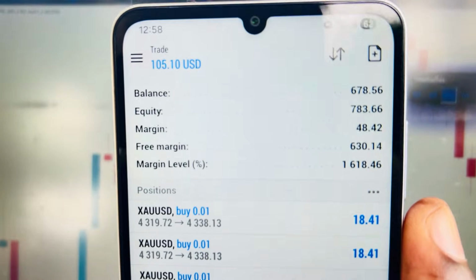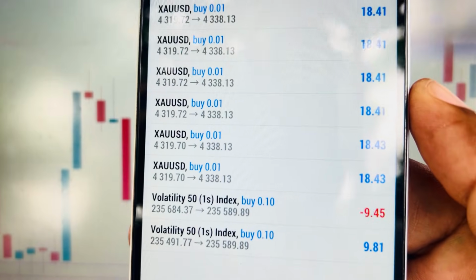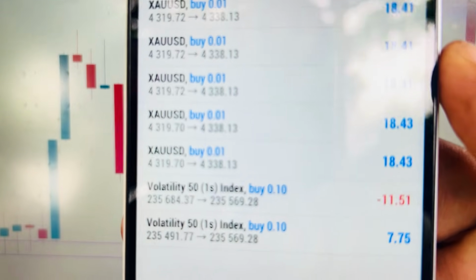Thank you for sharing this information, because right now I'm able to see what I need to do in order for me to make money in this space of trading. Stay blessed.